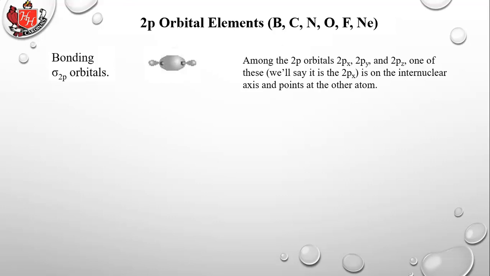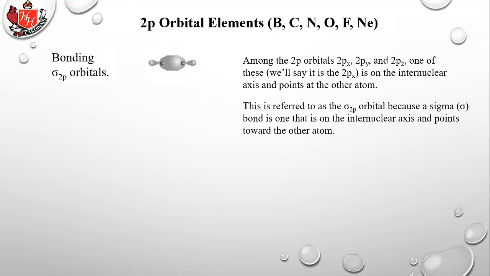Now, among the 2p orbitals, 2px, 2py, 2pz, one of these, we'll say it is the 2px, is on the internuclear axis and points at the other atom. So there you see it up there above. Notice it looks like those 2 bowling pins we talked about, looks like 2 of them stuck together. And that's basically your sigma orbital. This is referred to as the sigma 2p orbital because a sigma bond is one that is on the internuclear axis and points toward the other atom.